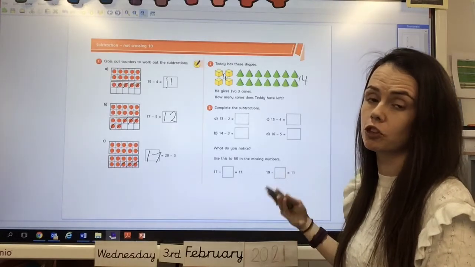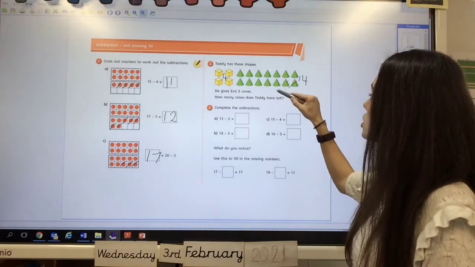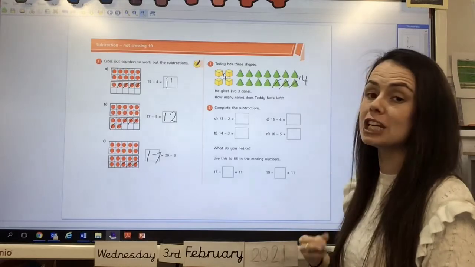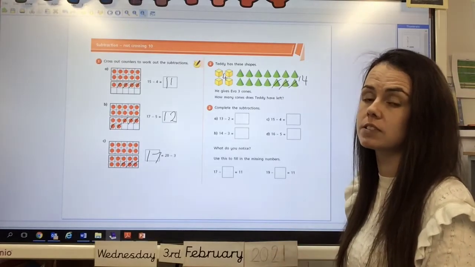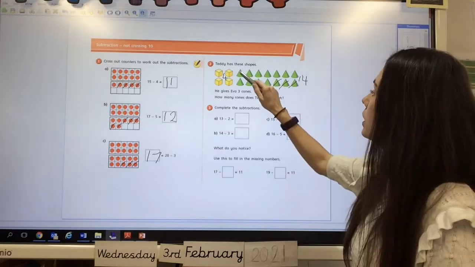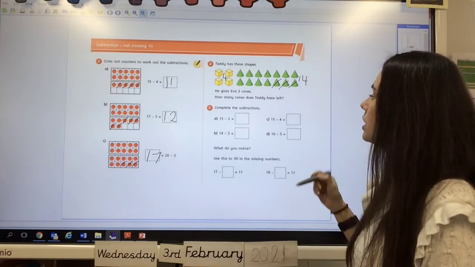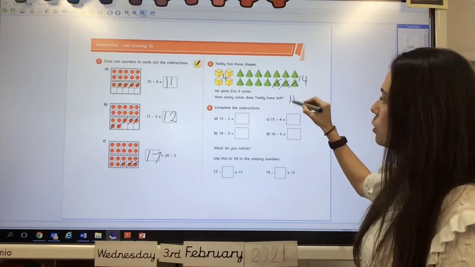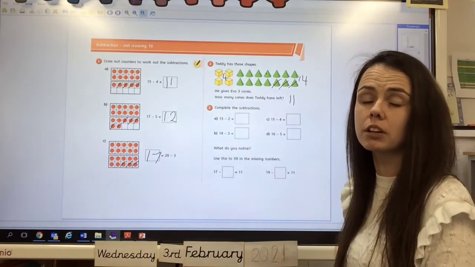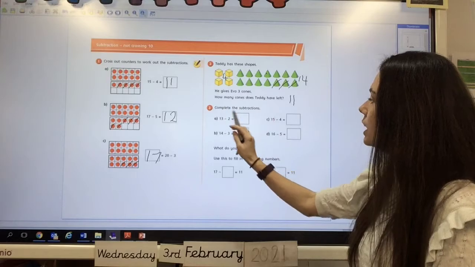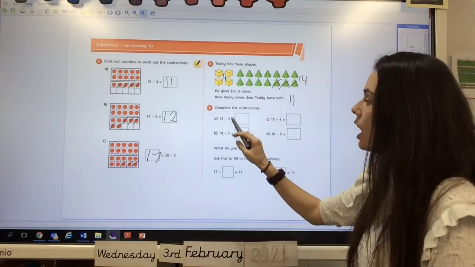So he's giving Eva 3. So let's cross off 3. 1, 2, 3. How many cones does Teddy have left? Let's count how many's left. 1, 2, 3, 4, 5, 6, 7, 8, 9, 10, 11. So he has 11 cones left. And we didn't even need to worry about the cubes. Great work. Here, complete the subtractions.